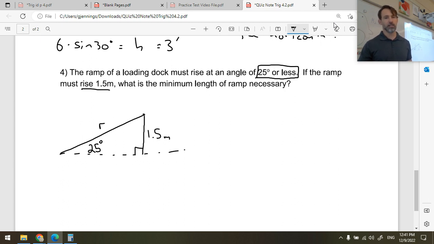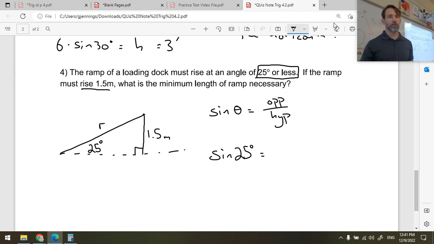This will still be sine. Yes, this is sine theta will be equal to opposite over hypotenuse. And in this case, we know the angle we want is 25 degrees. And we know that the opposite is 1.5. And the hypotenuse is our desired unknown. It's the ramp length. I would suggest flip both sides so that you have 1 over sine 25.